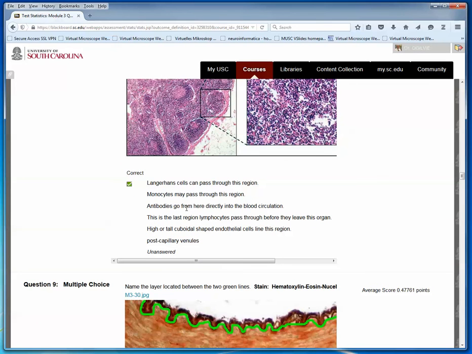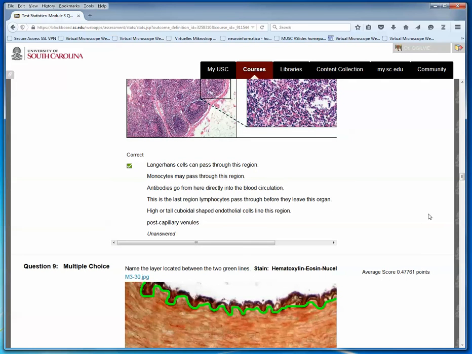Monocytes are in the bloodstream. Antibodies do not go from the subcapsular sinus into the blood circulation. And the high or tall cuboidal shaped endothelial cells are in the deep cortex. If you don't remember about that, you need to review where the T lymphocytes come out of the circulation, in very specialized postcapillary venules.